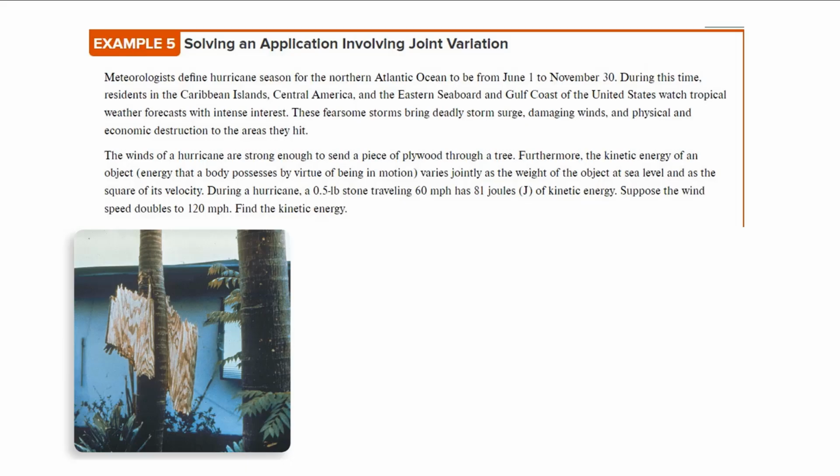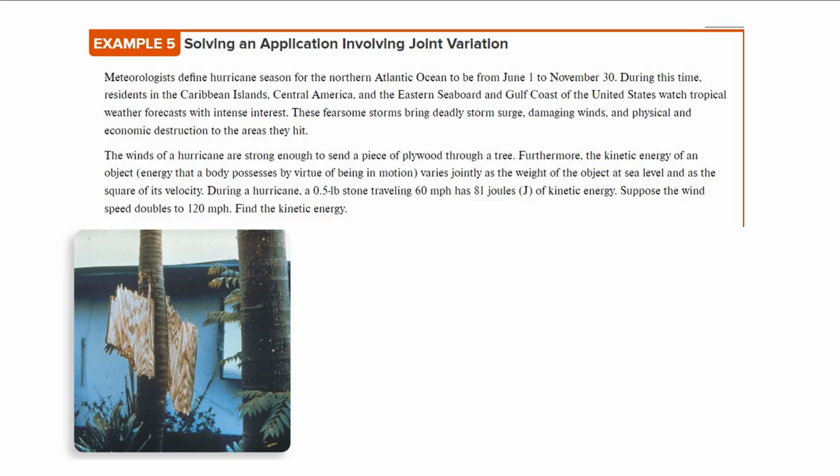All right. Solving an application involving joint variation. Meteorologists define hurricane season for the northern Atlantic Ocean to be from June 1st to November 30th. During this time, residents in the Caribbean islands, Central America, and the eastern seaboard and Gulf Coast of the United States watch tropical weather forecasts with intense interest. These storms bring deadly storm surge, damaging winds, and physical economic destruction to the areas they hit. The winds of a hurricane are strong enough to send a piece of plywood through a tree, and you can see that right there in that picture. It's kind of amazing, but that is done by the force of the wind.